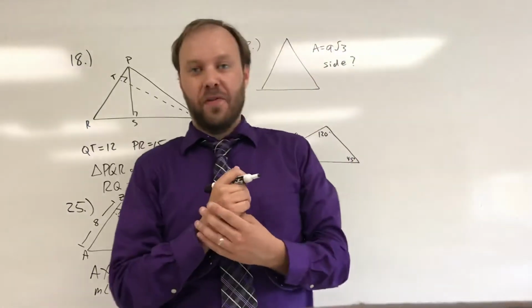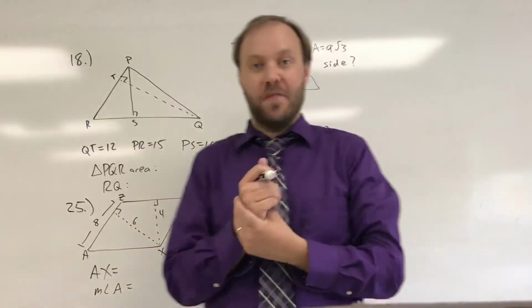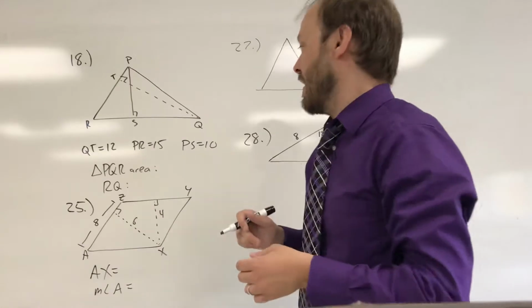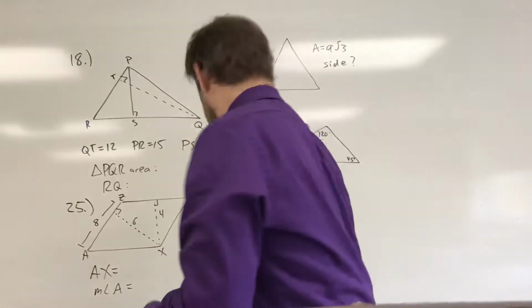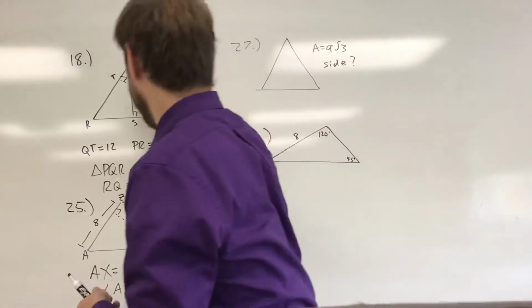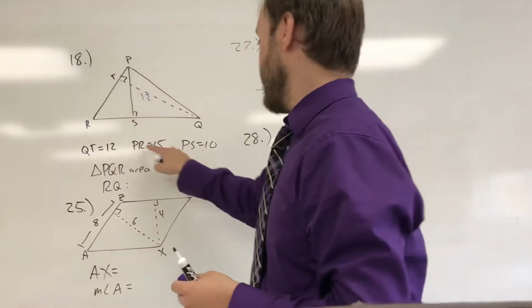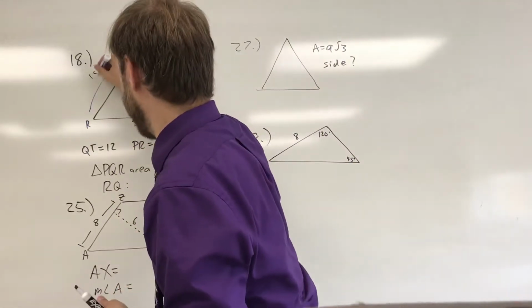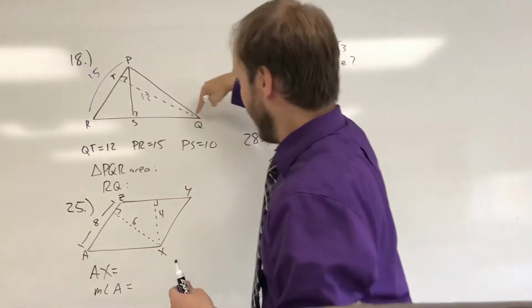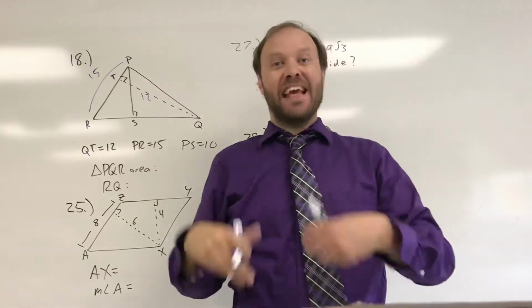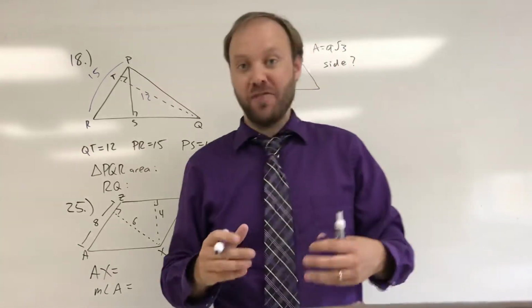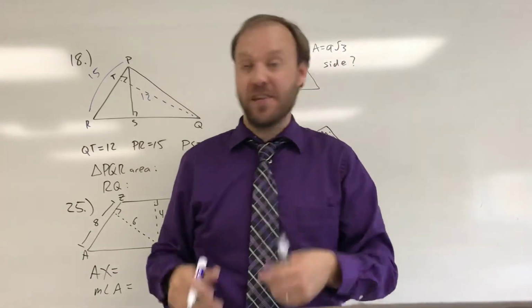All right, I had a couple of requests on section 11.2, so let's take a look at those. First problem here, we have QT measuring 12, and we have PR measuring 15. And notice something, you've got an altitude going to a base right there. We've got both the base and the altitude, okay? So remember, triangles have three bases and they have three altitudes.